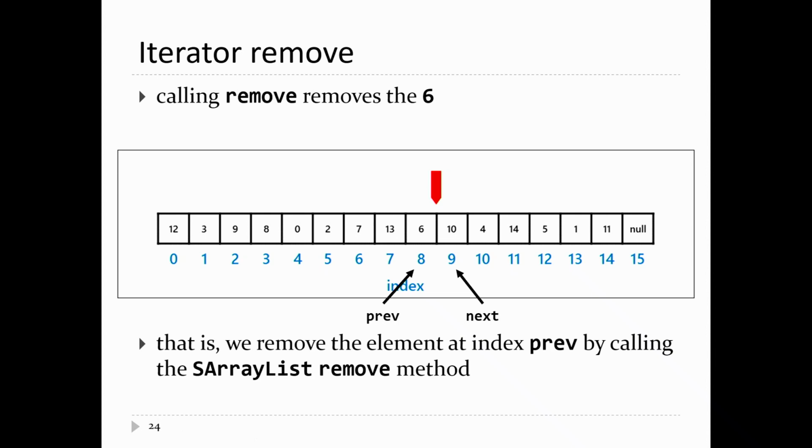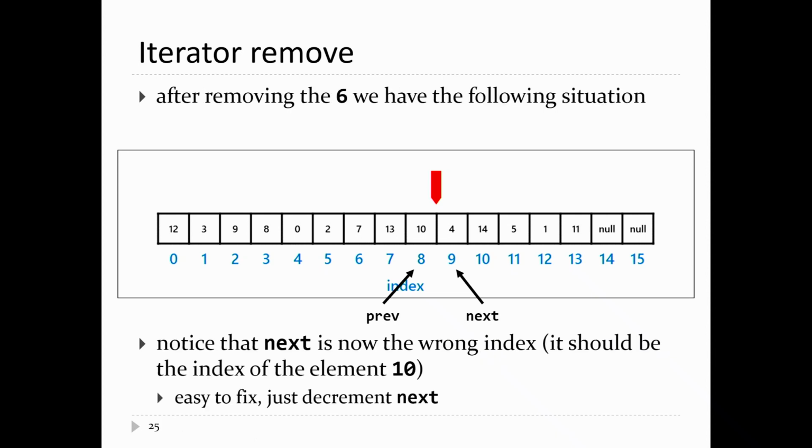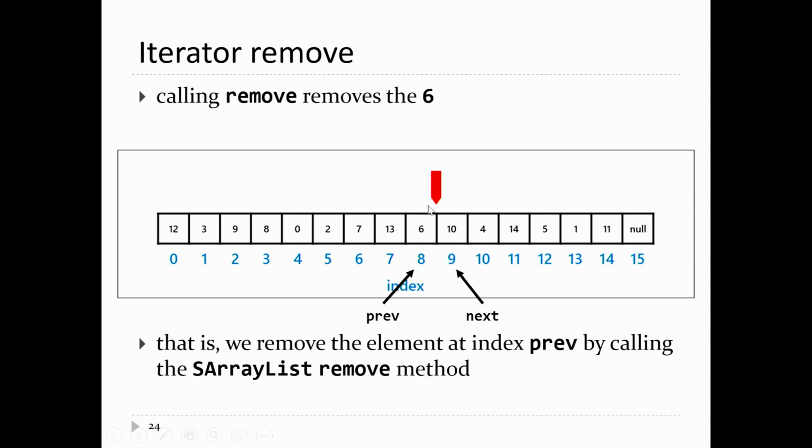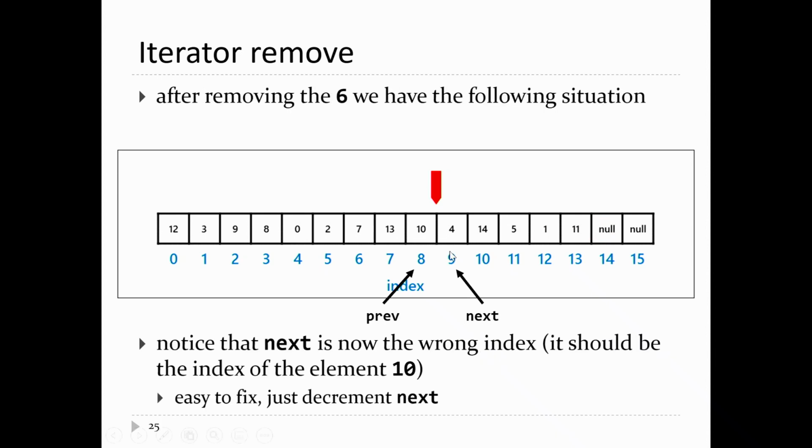So what happens when you remove that element? The 6 disappears, and all of the elements move over one position to the left. Now, notice where the iterator is. The iterator is now between the 10 and the 4. If I call next on this iterator, it's going to return the 4, but it's supposed to return the 10. So after removing the element, I have to back the iterator up one position. How do I back the iterator up one position? I take away 1 from next.